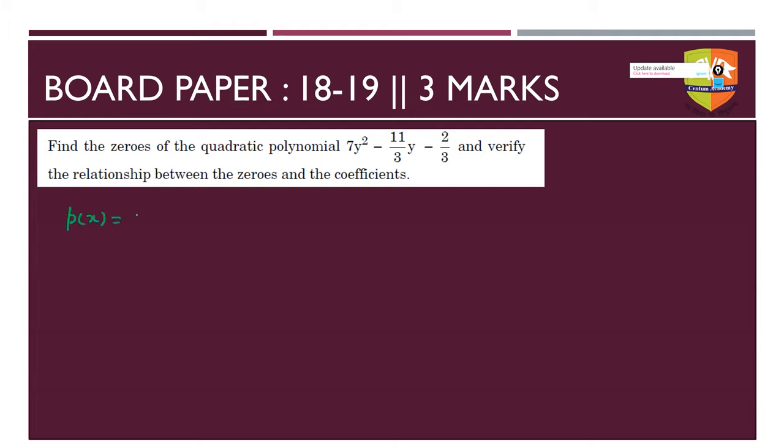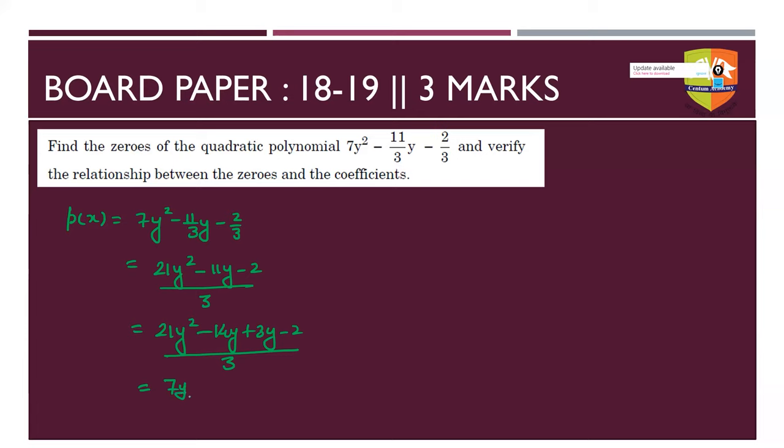px equals 7y square minus 11 by 3y minus 2 by 3. Everyone did this part. So one way of doing it, you know, take the common denominator. So this will be 21y square minus 11y minus 2 upon 3. Now it will be easier. Is it? Yep. So hence, you can write this as 21y square minus 11y. So 14 threes are 42, so you can write this as 14y plus 3y minus 2 divided by 3.